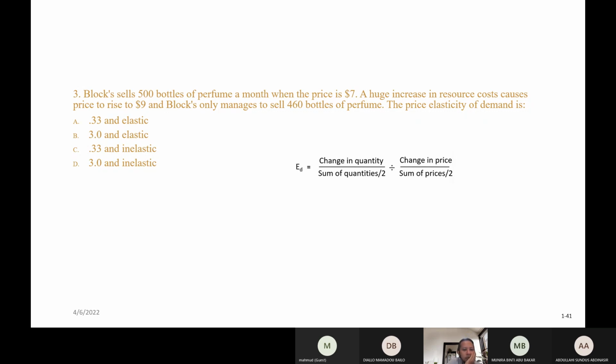So here, this person sells 500 bottles. The quantity he sells is 500 when the price is 7. This is situation 1. Situation 2 is that there is a huge increase in resource price that causes price to rise to $9. So now price is $9, but he only manages to sell 460. So the question is, what is the price elasticity of demand?